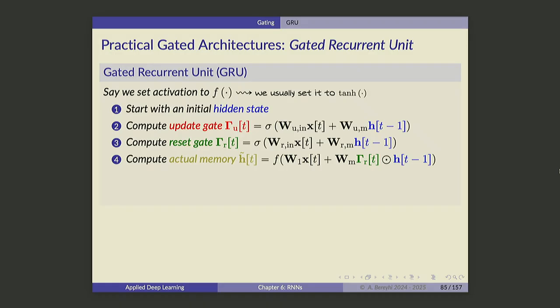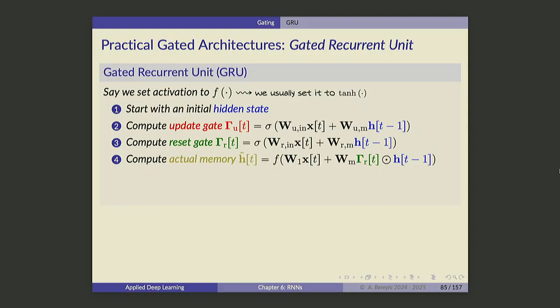And after doing that, again, you compute the same kind of hidden state that you compute in the Elman network, right? So this H tilde is the same thing as the normal hidden state if you set your reset gate to be simply 1, right? If your reset gate is exactly 1, then you're computing exactly the same thing as before, right?